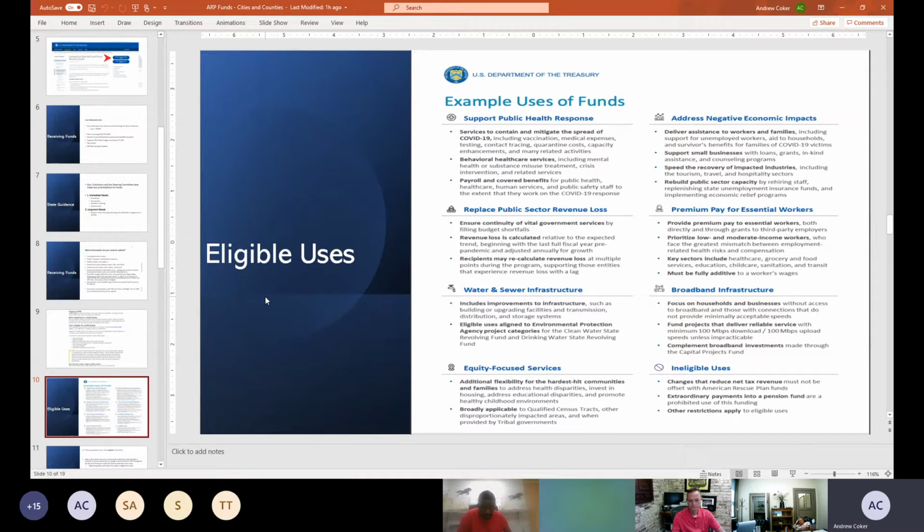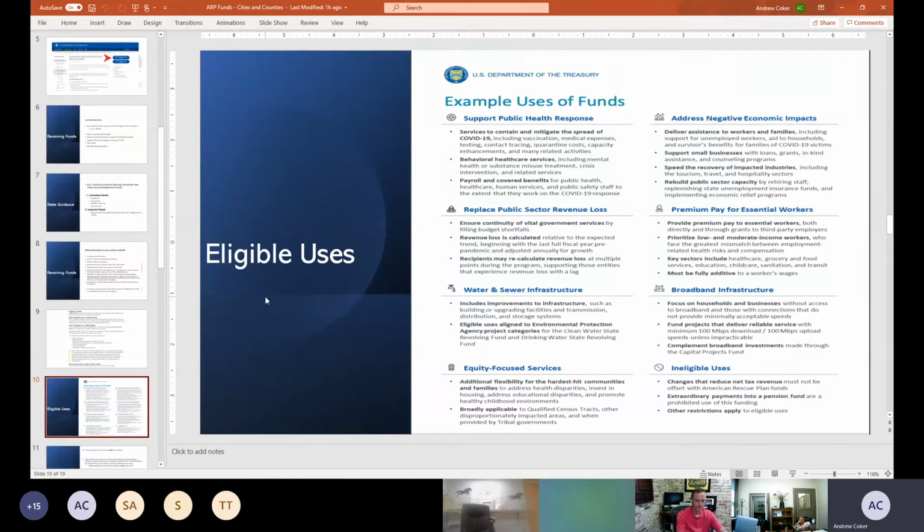And then there's a lot of information out there on these eligible uses of funds. While I may not be able to dive into every single possible option that we have, feel free to reach out with questions on these. I know this is a really big topic for a lot of our communities.